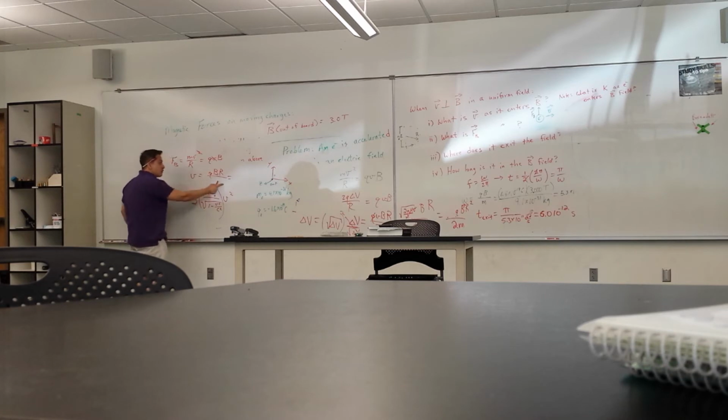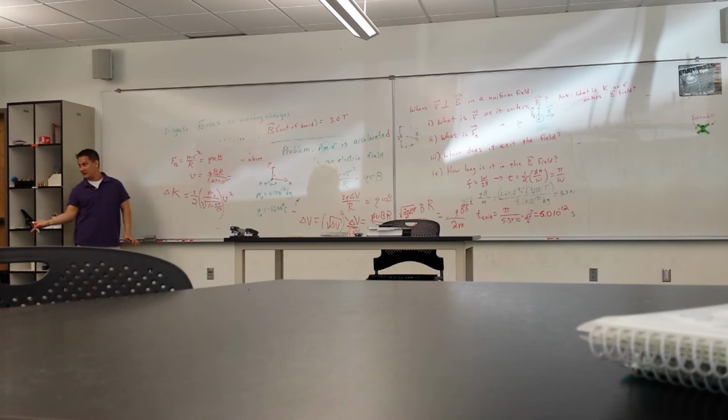So instead of 9.1 times 10 to the negative 31, if you replace that with, say, 1.67 times 10 to the negative 27, okay, now you've got thousands of times different. So now you're back to this 10 to the negative 6.